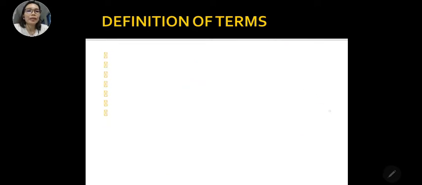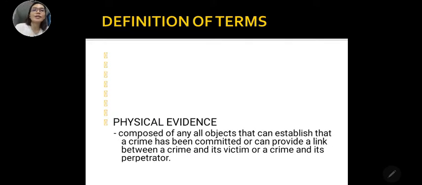Okay? Next is physical evidence. Ano yung mga sinasabi natin physical evidence? This is composed of any or all objects that can establish that a crime has been committed or can provide a link between a crime and its victim or a crime and its perpetrator.